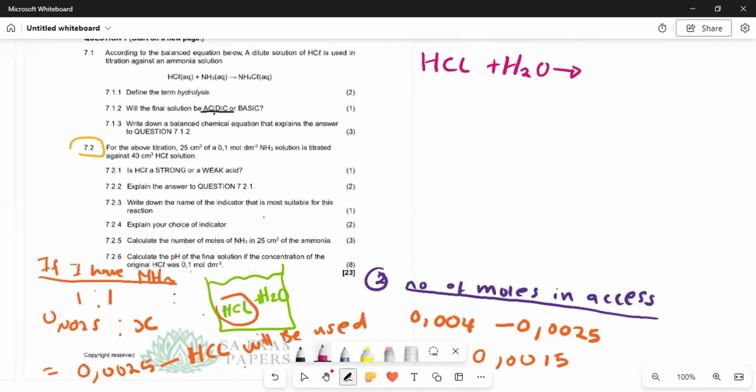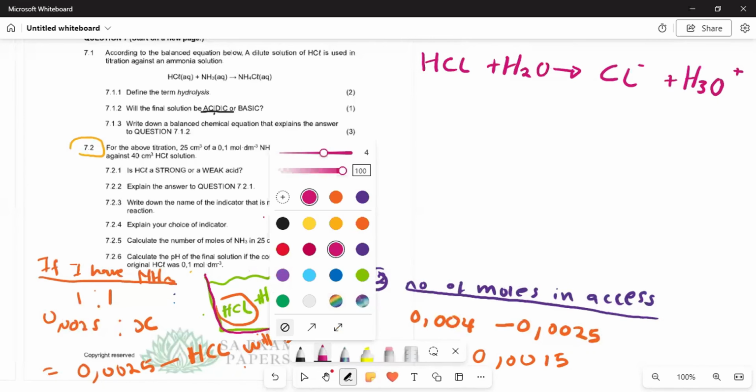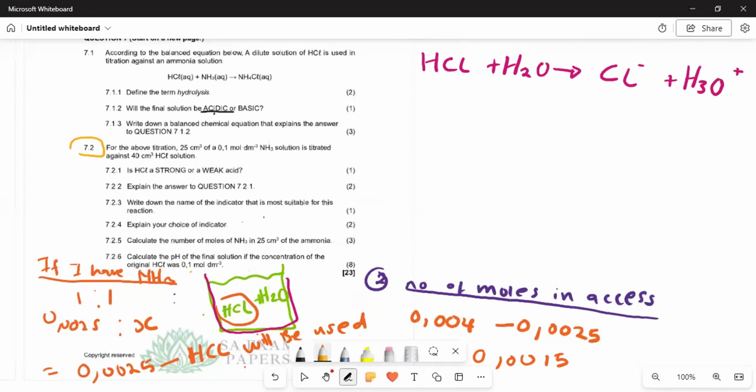As a result, the balanced chemical equation for this is Cl⁻ plus H3O⁺. Because why? Acids form these H3O⁺ ions that reduce the pH of the solution. Now, this is the balanced chemical equation for what I've just explained here when I said your hydrochloric acid would be floating inside water after the reaction has taken place.